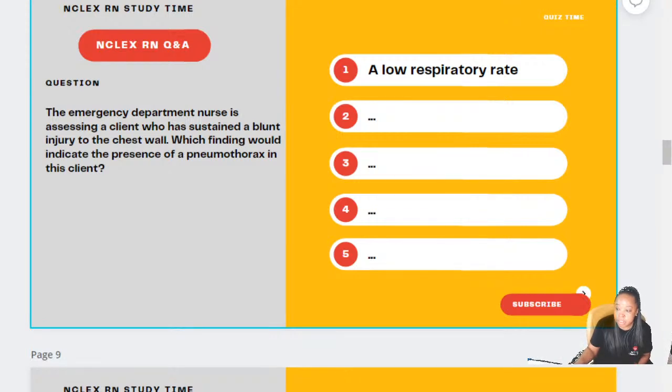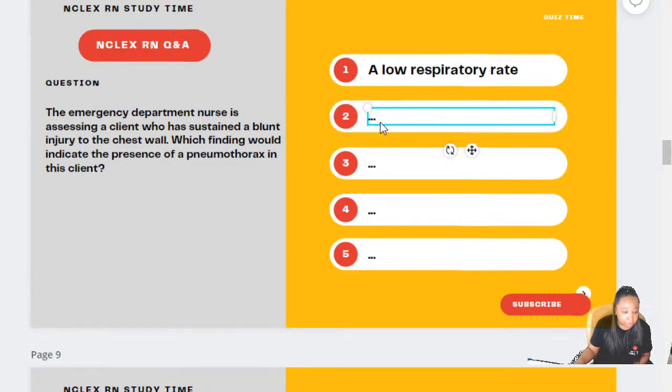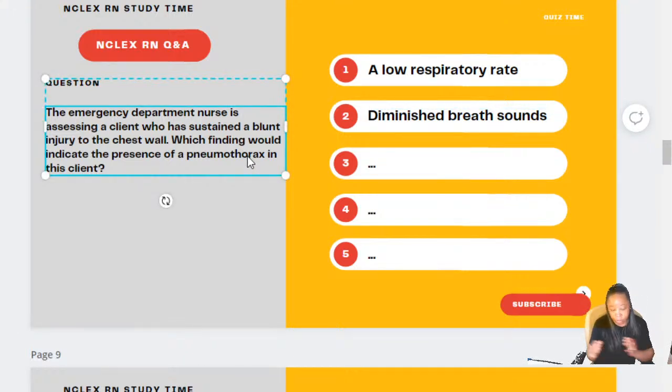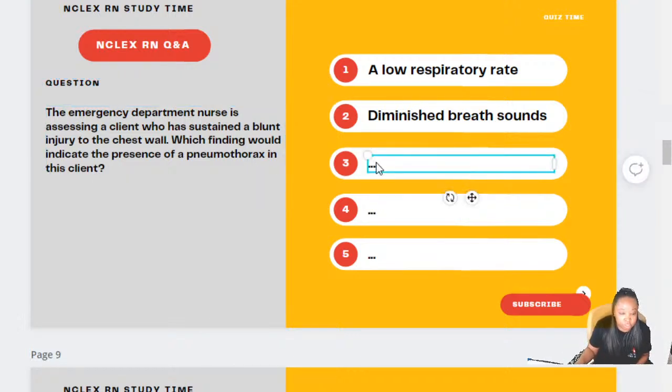The next one says diminished breath sound. Will you have a diminished breath sound? And also here, they just say diminished breath sound. That means they don't tell you if it's to the left or to the right. Mostly, if it's a pneumothorax, sometimes it might be a left pneumothorax or right pneumothorax. It can be in both sides. Here they don't tell you. It's just a broad question. Okay, maybe they mean in both sides of the lung.